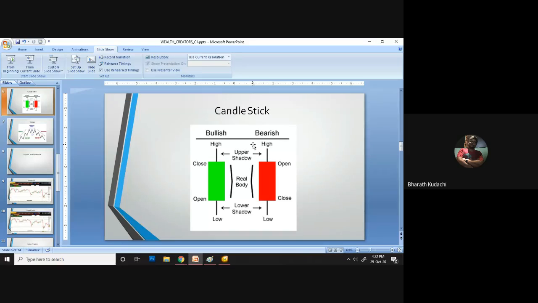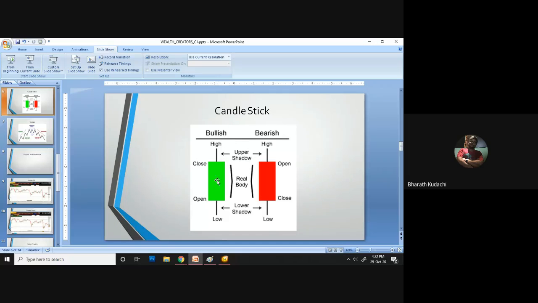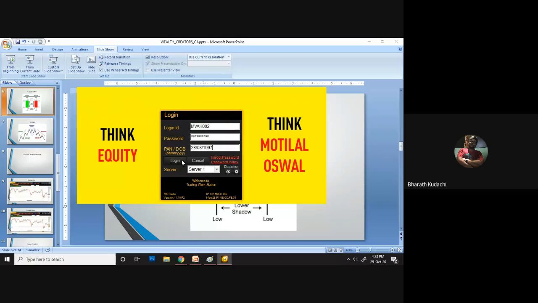So considering this, what I did here is I took one whole day, from 9:30. We'll consider the market timings from 9 to 3:30. From 9 to 3:30, at 9 o'clock it started at 100, and at 3:30 it stopped at 125. So if I am considering 9 to 3:30, then this is a 1 day candle. That is the duration of this candle.